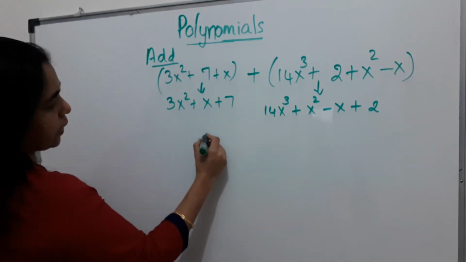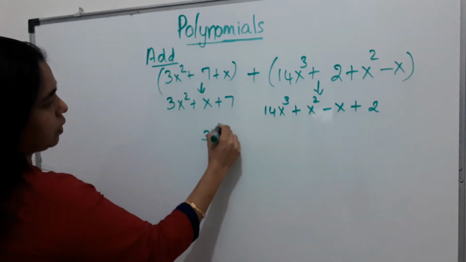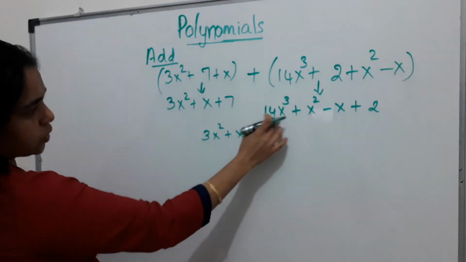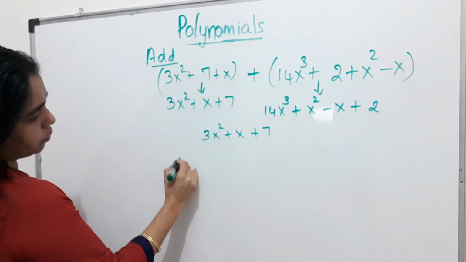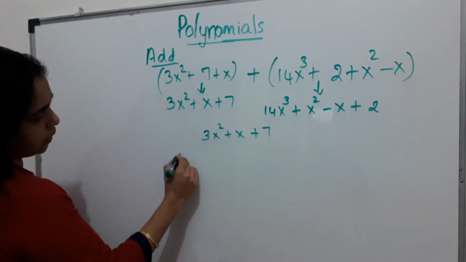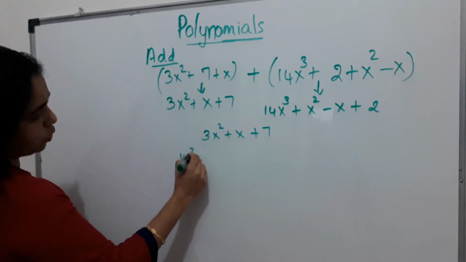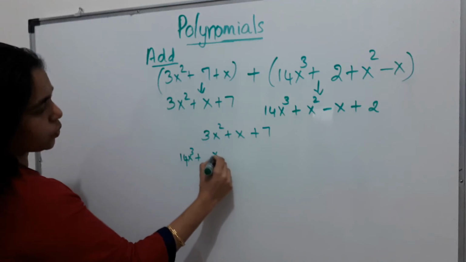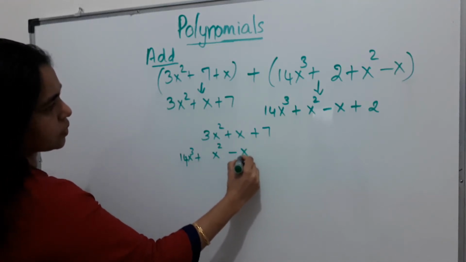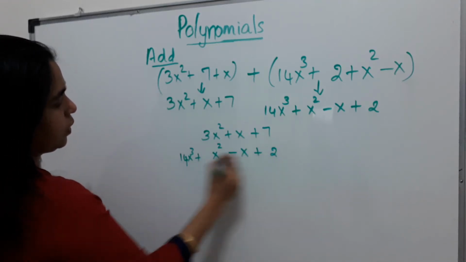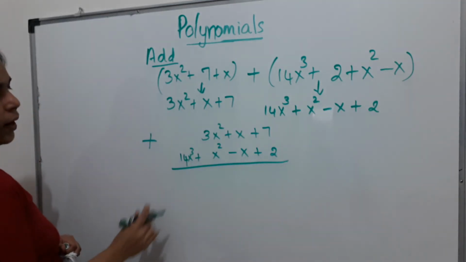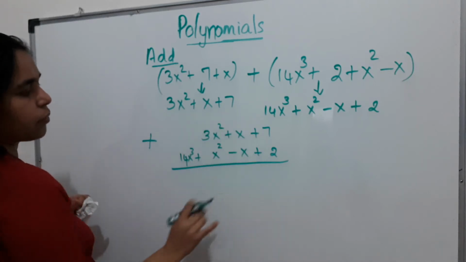So this is 3x squared plus x plus 7, and the next one has a cube term, so you can move a little bit to the left-hand side: 14x cubed plus x squared minus x plus 2. Now you are adding these two polynomials. When you are adding, you don't have to change anything, you just add as it is.